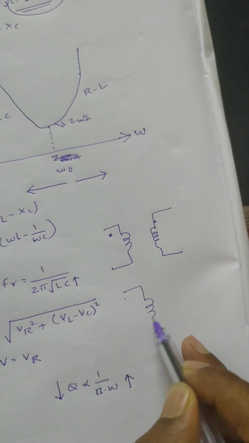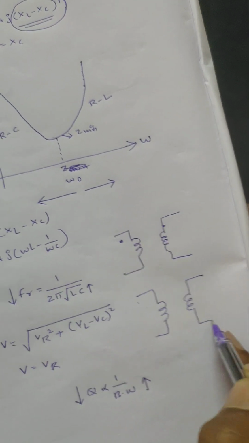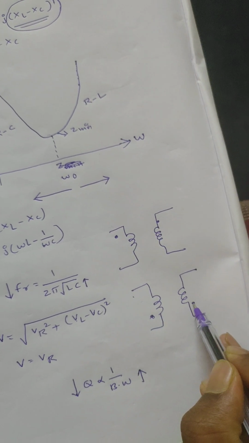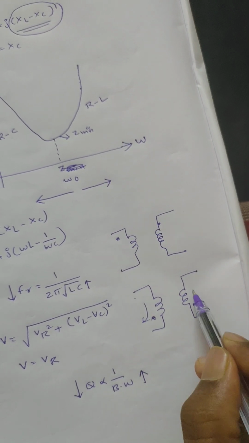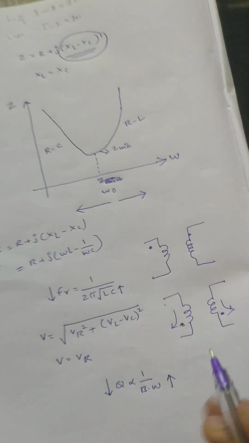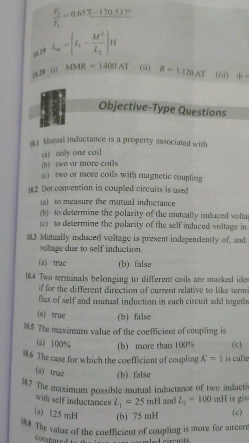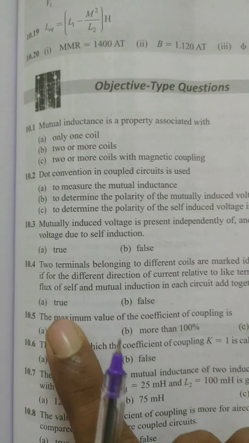If in two coils the current is leaving, the dot represents current leaving or entering the coil. Here the current is leaving, in both cases the current is leaving the coil, right? Here also the mutual fluxes will be added. That means this statement is also true.